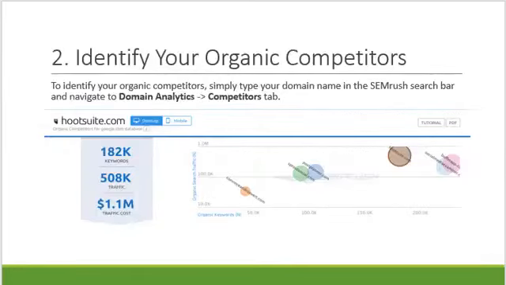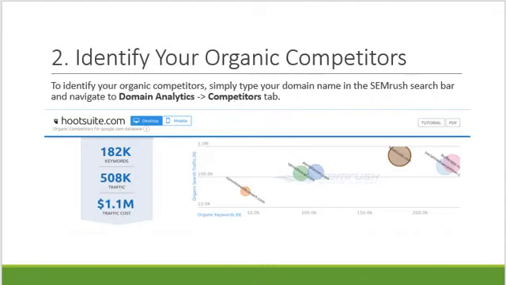Now this is where it really starts getting helpful. You can identify your organic competitors. It's one of the chief elements involved in dominating search results. The aim here is to understand what your competitors are doing, and then you do it even better. To identify your organic competitor, simply type your domain name in the SEMRush search bar and then navigate to Domain Analytics /competitors, okay? And then this is the screen that will come up.